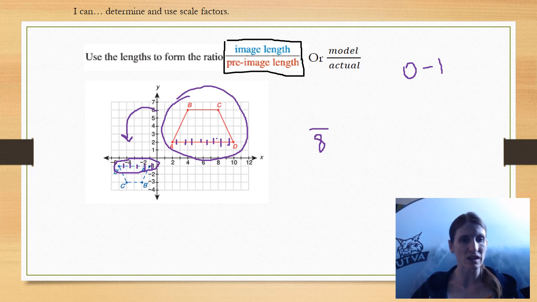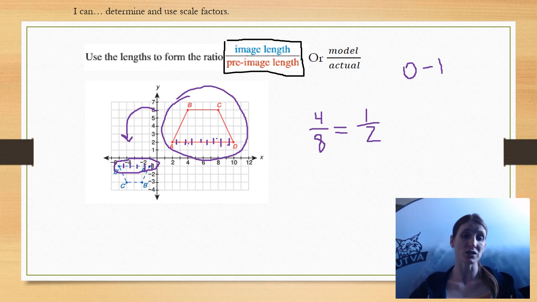Now, I'm not counting these lines right here. I'm not counting these lines, guys. I'm counting the boxes, okay? So my students got confused with that, and I want to make sure you were not confused with that. So 1, 2, 3, 4. Okay. So 4 is the image after, and then if I reduce this, I can see that 4 goes into itself 1 time, and 4 goes into 8 2 times.